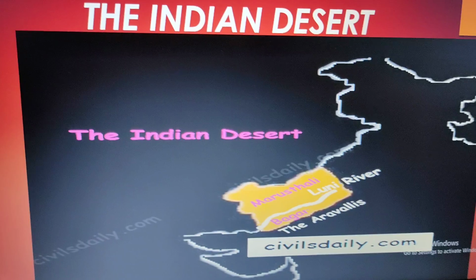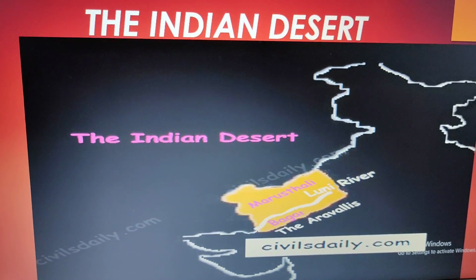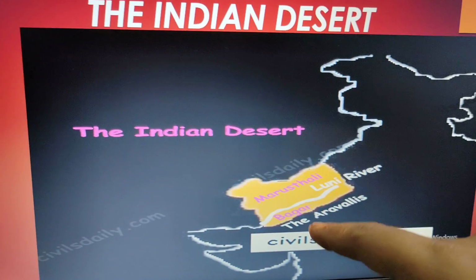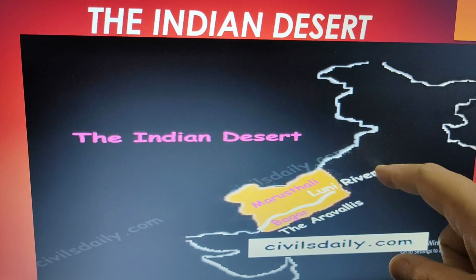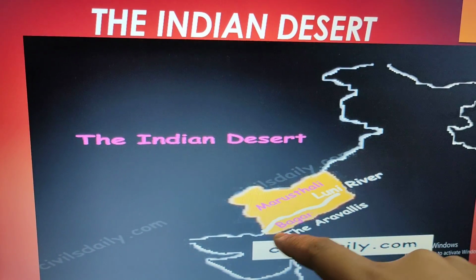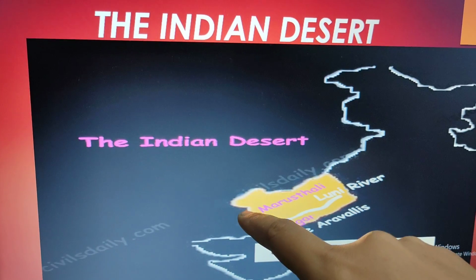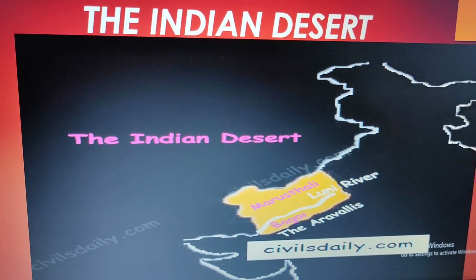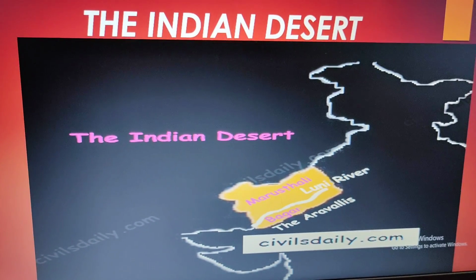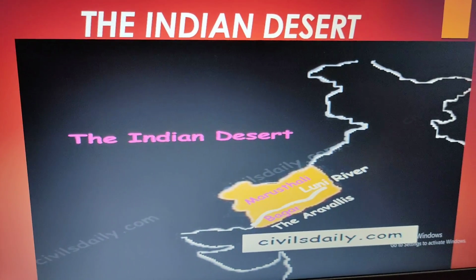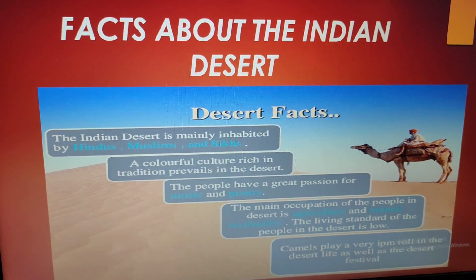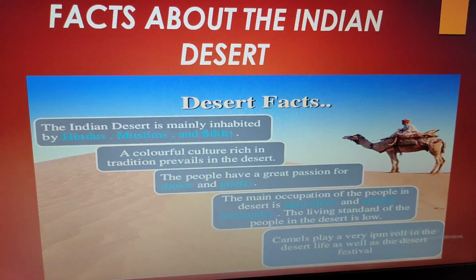Now, this is the map of India showing the Indian desert. These are your Aravalli ranges, right? This is your Luni River, and this yellow portion, if you see, is the Great Indian Desert, also known as the Thar Desert. Now let's look at certain interesting facts about the desert of India.